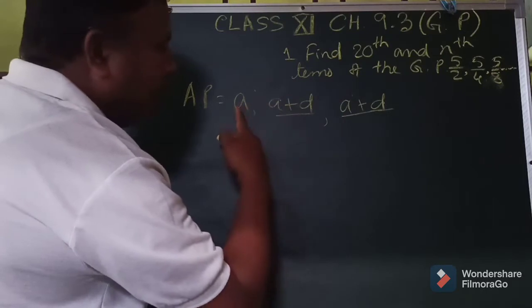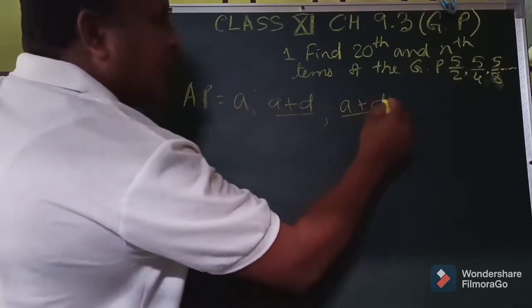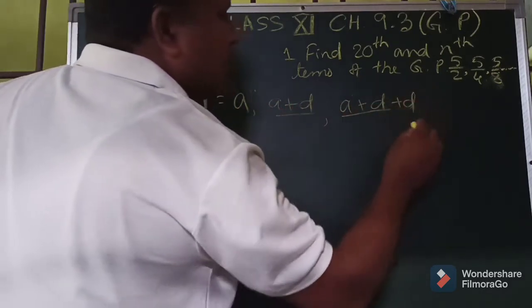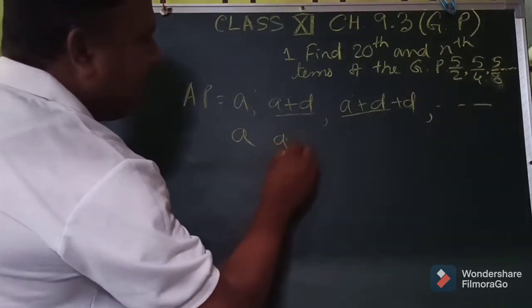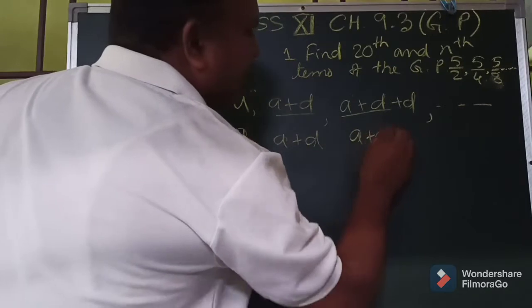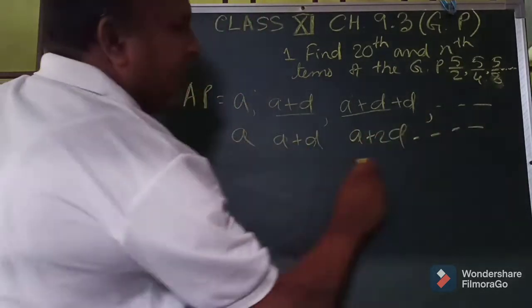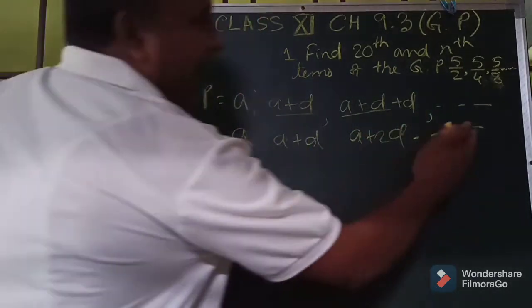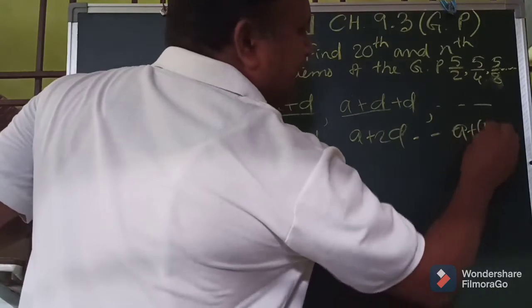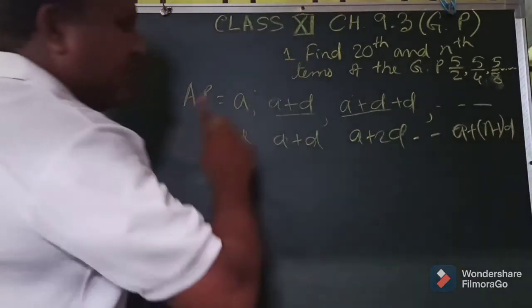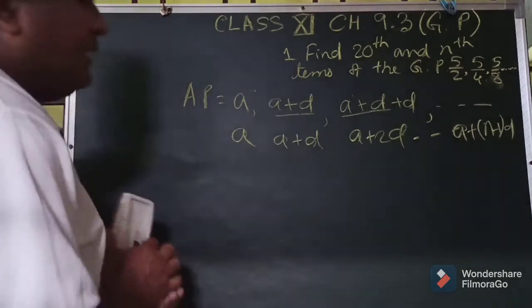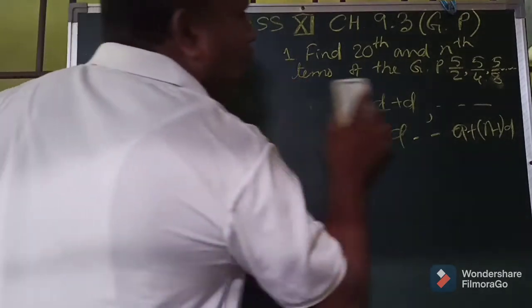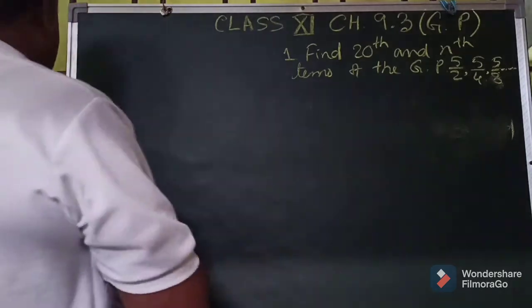If A2 is A plus D, then A3 is A plus twice D, and so on, it will go on. And the nth term we have found is A plus (n minus 1) into D. This is for your recapitulation of the AP, arithmetic progression. Look at the board.